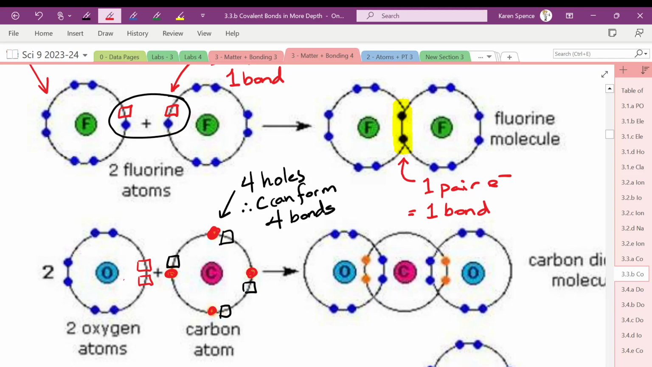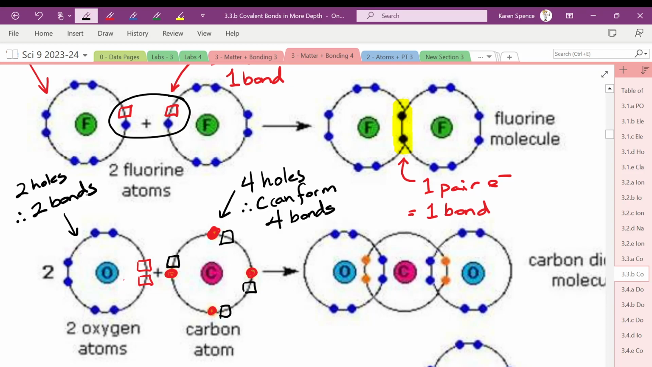So how many bonds can oxygen form? 2 holes, therefore 2 bonds. And in fact, it needs to form 2 bonds in order to fill up its shell. Yes, for sure.